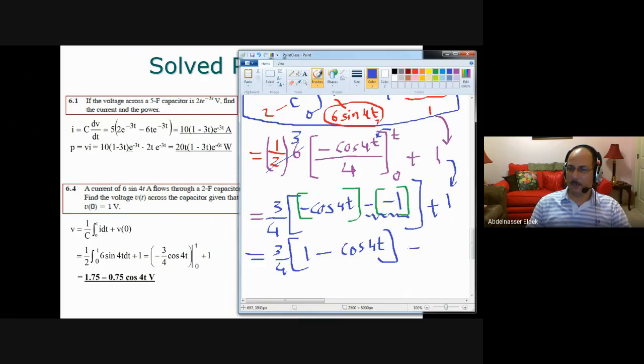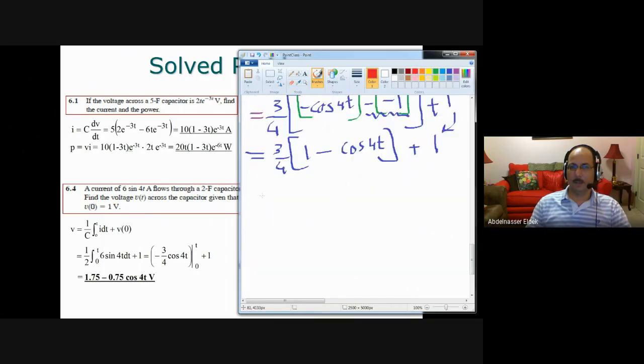And then you add 1 again. This is the same one. And let us simplify it more if you want. 3 over 4 is 3 over 4. Okay. So 3 over 4 times 1 is 3 over 4. You can add this one to it. 3 over 4 plus 1 is 7 over 4. Then you can remove this one and you can add it. It will be 7 over 4. 3 over 4 plus 1 is 7 over 4.